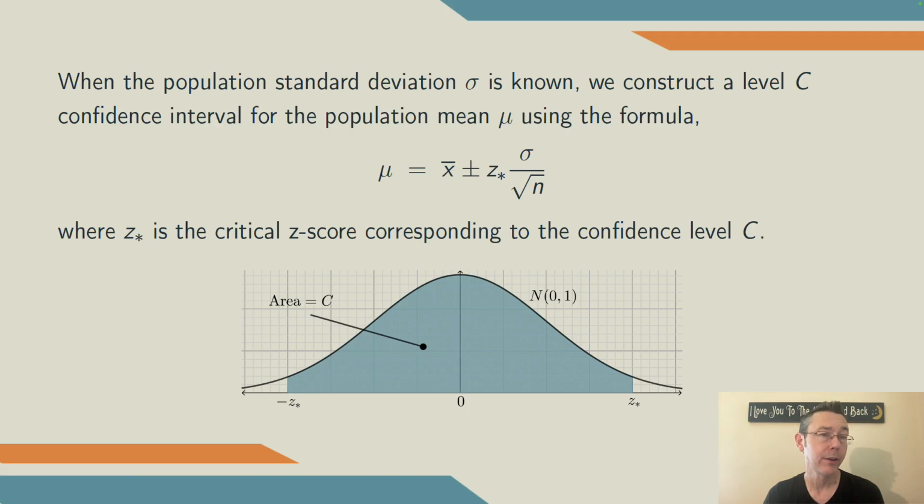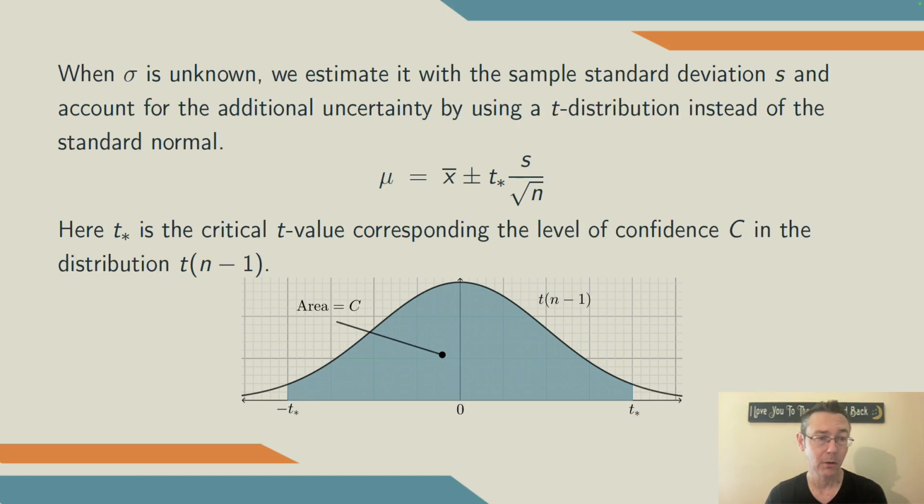Z star is the critical z-score corresponding to the confidence level C. So what we do is we draw a standard normal distribution, N(0, 1), and we want to capture C% of the area under that graph between negative z star and positive z star. Now, because there's only a few confidence levels in common usage, we can usually just do this directly from a table. We look up the confidence level C, we get the z star back. For instance, when C is 95%, z star is going to be 1.960.